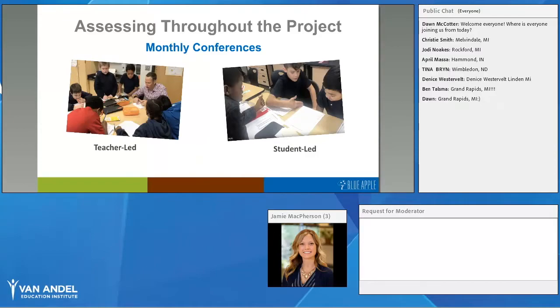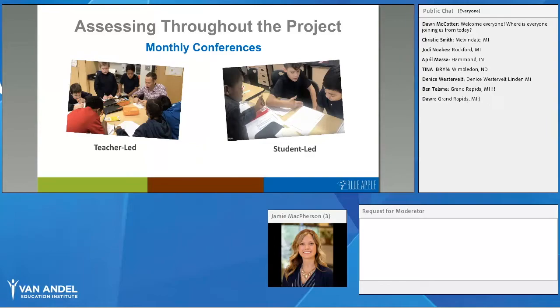But a month into the PBL unit, you're probably getting close to finishing, so this might be a time to kind of talk about what that end product is going to look like, what still needs to be done, and those type of things that really get students focused on that end piece.